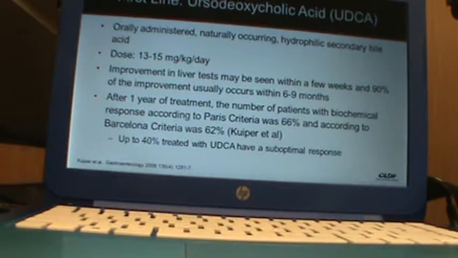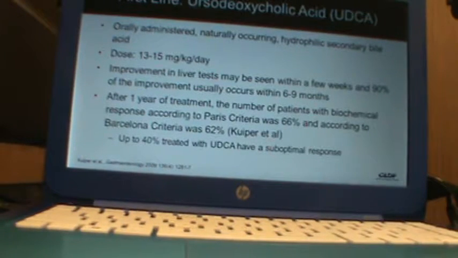Yes, UDCA or URSO is the first line defense, or actually the first line treatment for this syndrome. It's an orally administered, naturally occurring hydrophilic secondary bile acid. The usual dose is 13 to 15 milligrams per kilogram per day. Improvement in liver tests may be seen within a few weeks, and 90% of the improvement usually occurs within the first 6 to 9 months.